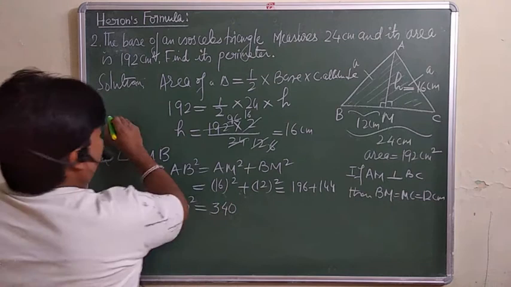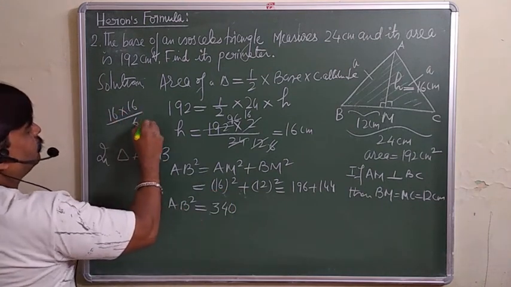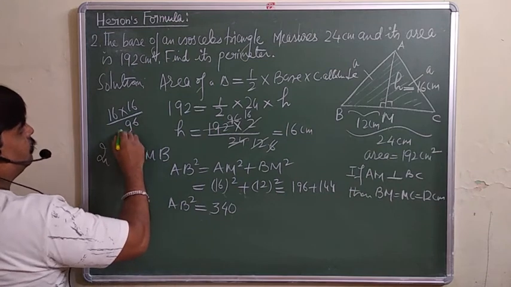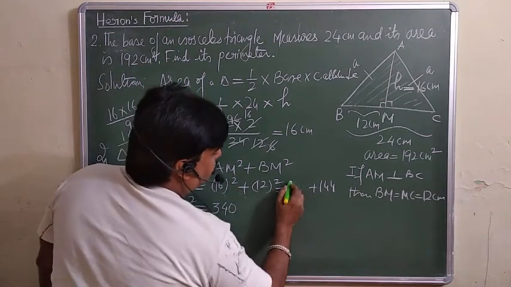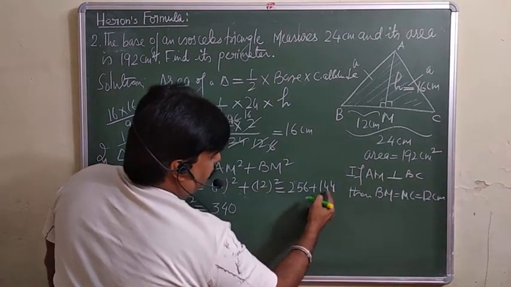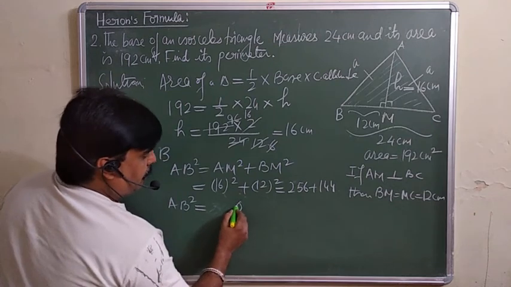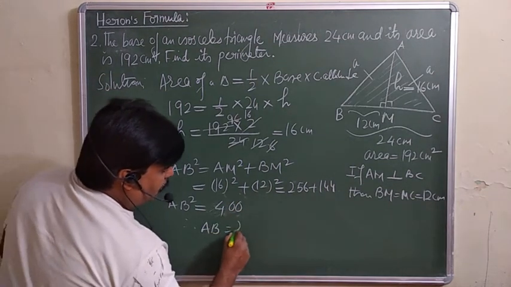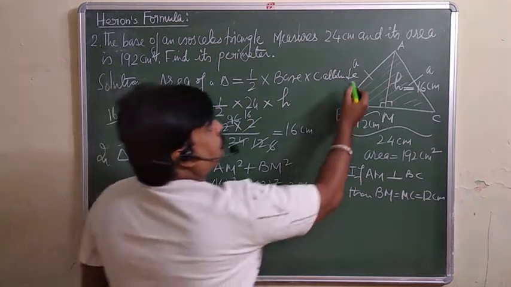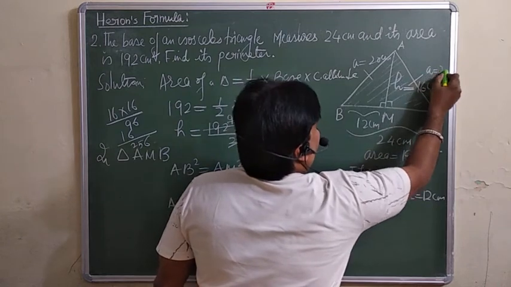Means 16 into 16, you will do 256. So this is 625 minus 256, and you will get 0, then 0, then 4. So therefore AB is equal to what? 20 centimeter. So now this side, you know this is 20 centimeter and this is also 20 centimeter.